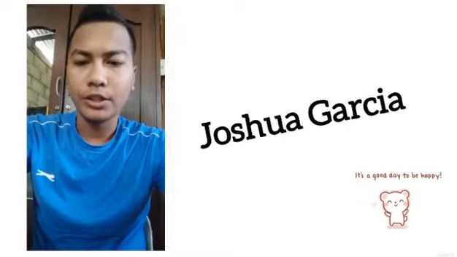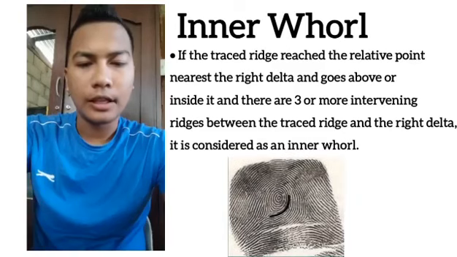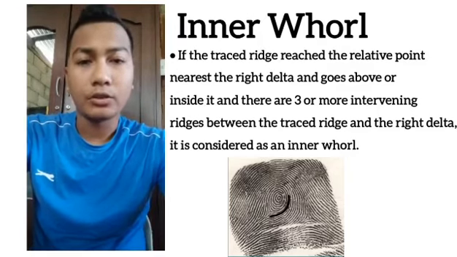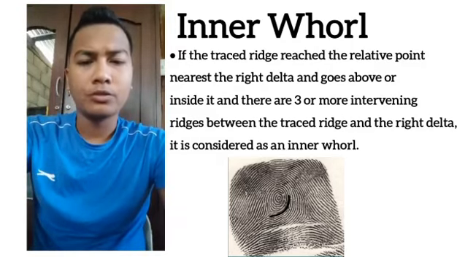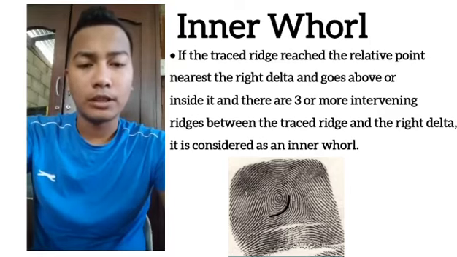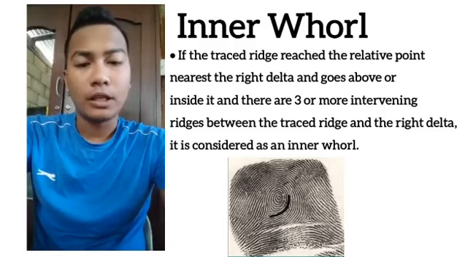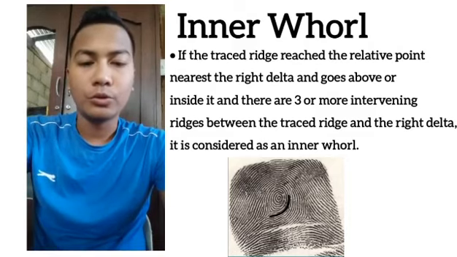Good day, ma'am. I'm Garcia Joshua, and I will discuss the inner whorl. For an inner whorl, if the trace ridge reaches the relative point nearest the right delta and goes above or inside it, and there are three or more intervening ridges between the trace ridge and the right delta, it is considered an inner whorl. Sabi po dito, pag yung trace ridge ay naabot niya yung pinaka-nearest sa gawing kanan at papunta sa taas, may tatlo o mahigit na intervening ridges sa pagitan ng trace ridge at ng right delta, doon mo siya ma-consider as an inner whorl. So, yun po, ma'am. Thank you po.